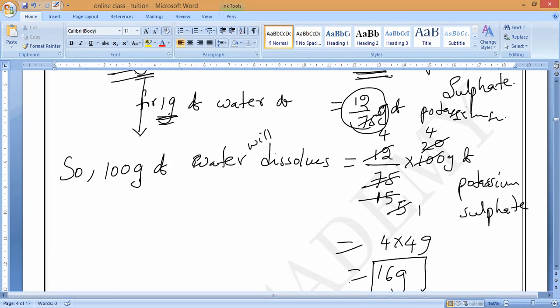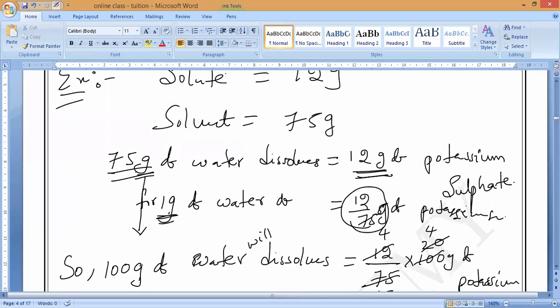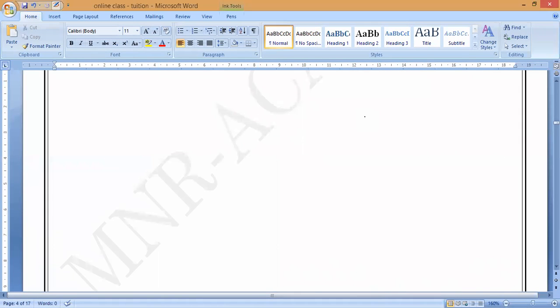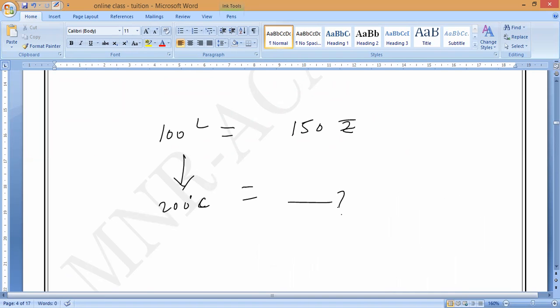16 grams. So now here, once again I'm explaining to you. Suppose I say 100 chocolates is equal to 150 rupees, then 200 chocolates is equal to how much, they are asking. So what we have to do? We must know the cost of one chocolate first. Then only we can find for 200 chocolates.